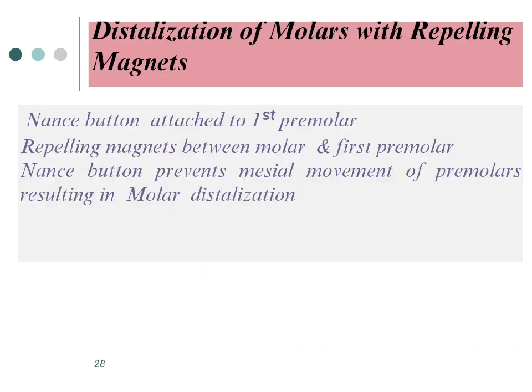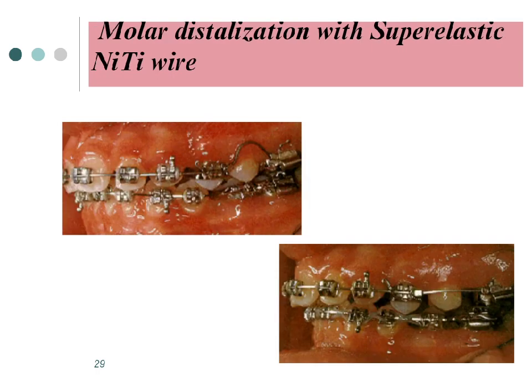Distalization of molars with repelling magnets. Nance button attached to first premolar. Repelling magnets between molar and first premolar. Nance button prevents mesial movement of premolars, resulting in molar distalization. Molar distalization with superelastic nitinol wire.